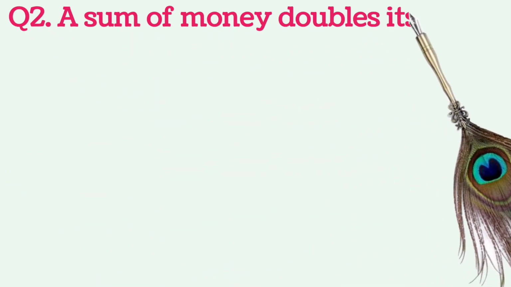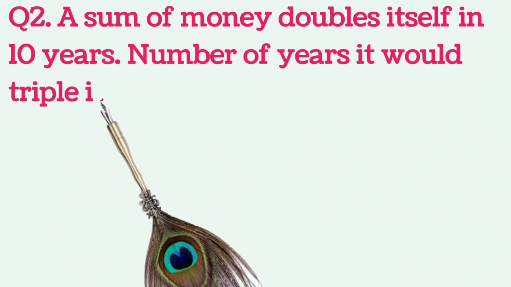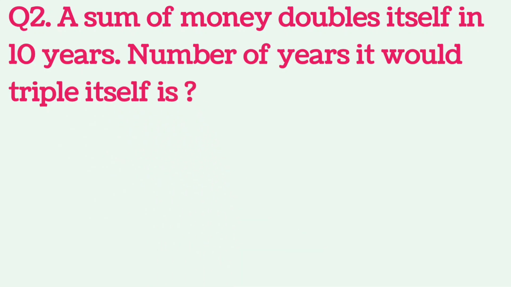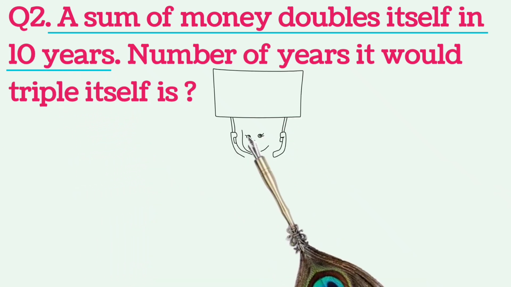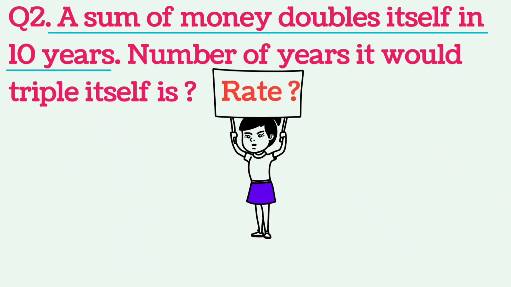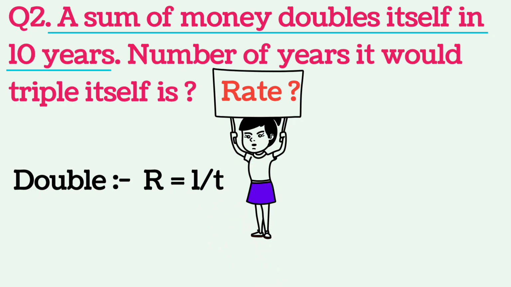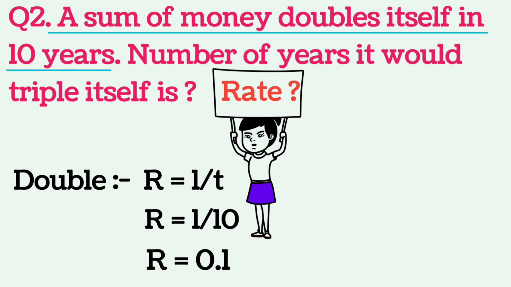Let's move to question number 2. A sum of money doubles itself in 10 years. Number of years it would triple itself is. In the first half of the question, they have told us to find the rate, where they have given time and they have also told us the money doubles itself. So when the money doubles, we need to find the rate. The formula for rate is equal to 1 divided by T, where T is 10 years. When we calculate 1 divided by 10, rate is equal to 0.1.